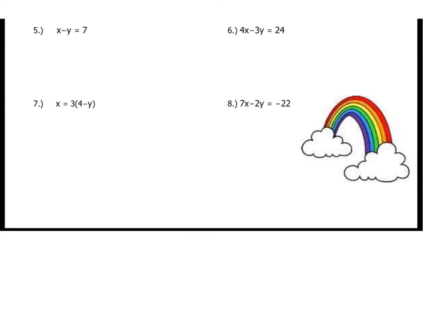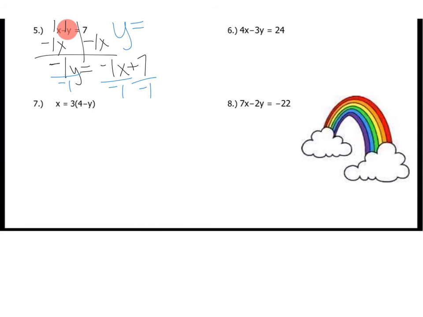Number 5, looking at that, we have a negative x. The first thing I want you to do is I want you to draw a number 1 in front of both of those since they don't have a coefficient. So we have 1x minus 1y equals 7. So let's subtract 1x from each side. By doing that, we're left with negative 1y equals negative 1x plus 7. This is a negative 1y. We need to make sure that that is positive 1y, so we divide everything by negative 1. And y equals positive 1x minus 7, or plus negative 7. Either of those are correct.